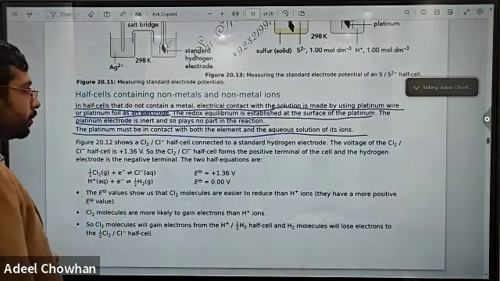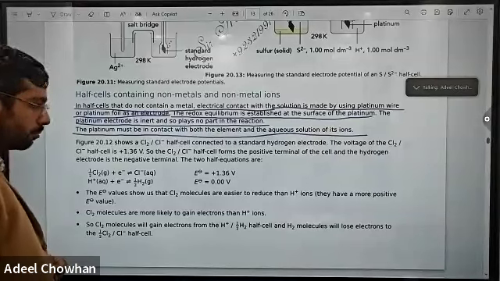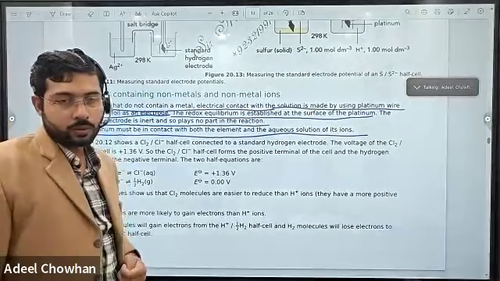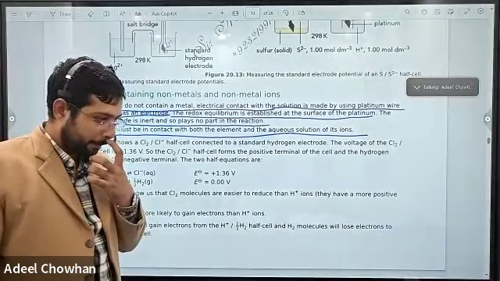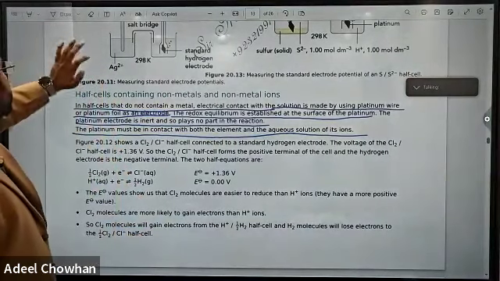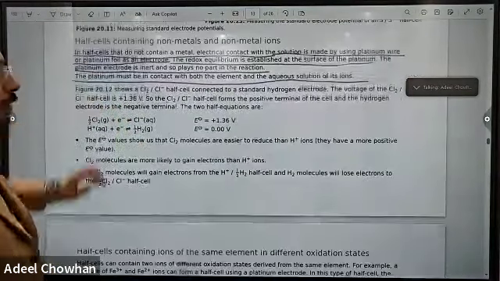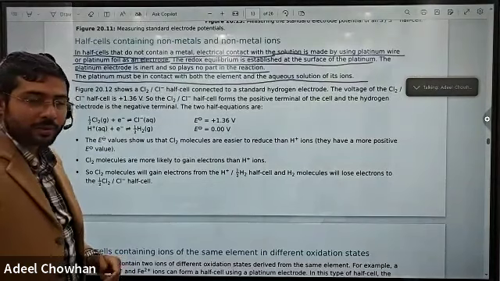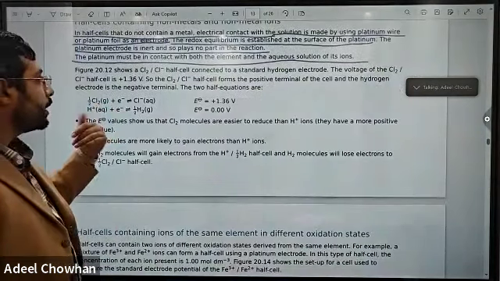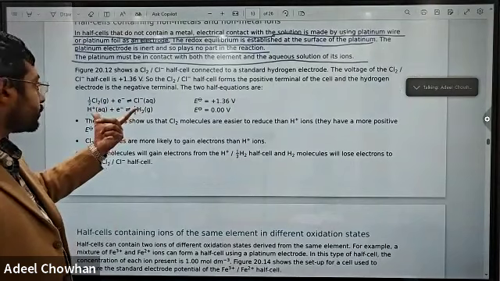How do I make it more memorable for you? Cathode, reduction; anode, oxidation. I don't have any good points to make it easier for you to remember, but I will see if I find any. And then we have these equations.